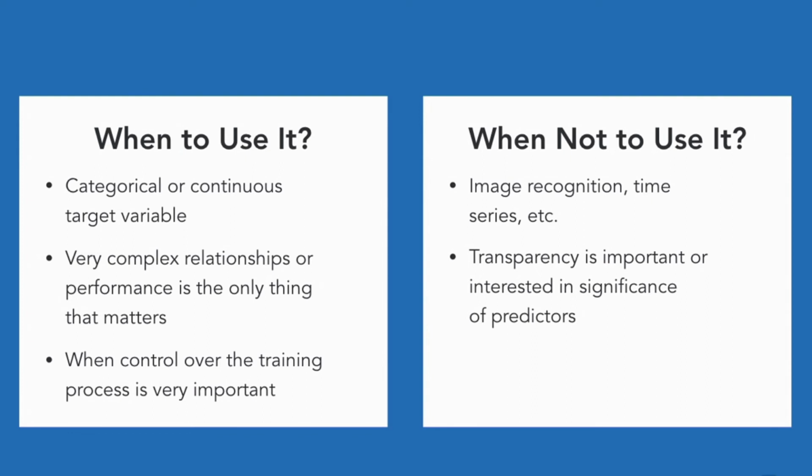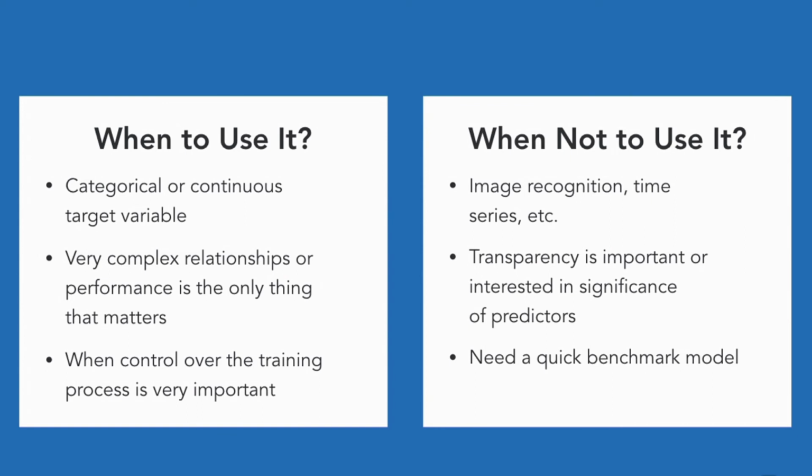If you care about transparency or significance of predictors, you also shouldn't use multi-layer perceptrons. They're kind of like black boxes. You pass in inputs and it returns predictions, and it's quite difficult to understand what's going on internally that is generating those predictions for any model.